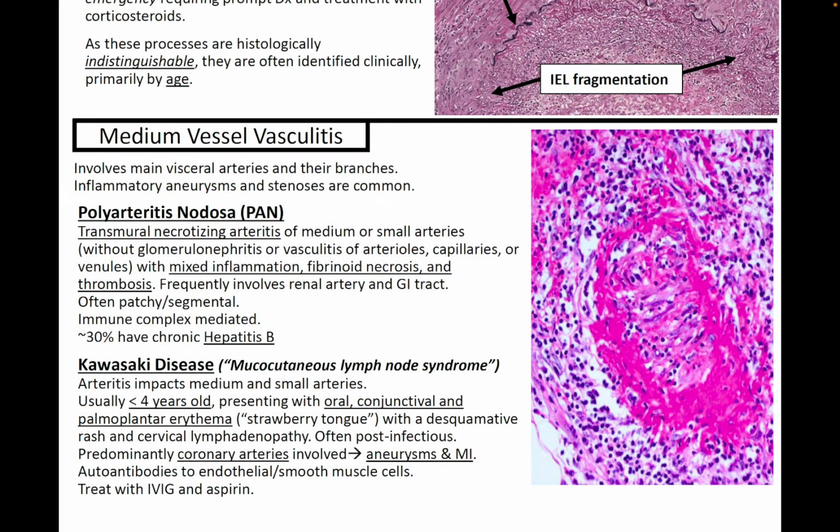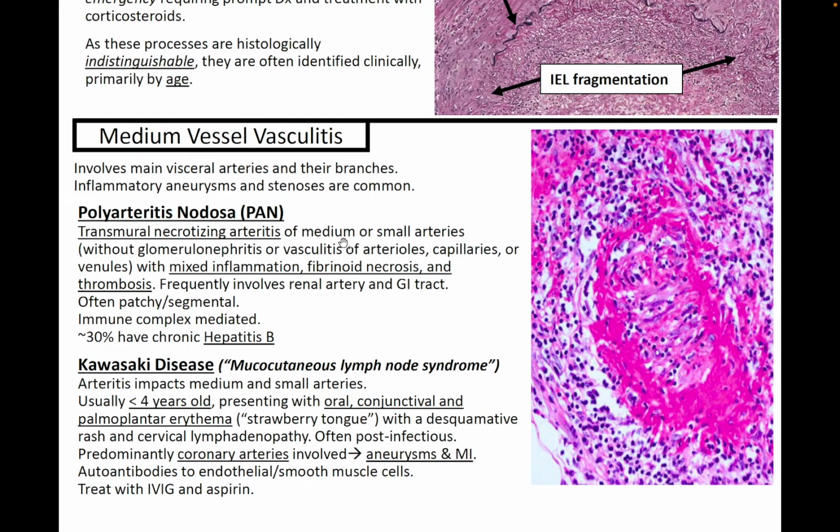So a medium vessel vasculitis involves the main visceral arteries and their branches, such as inflammatory aneurysms and stenoses are common. Within this category, we have polyarteritis nodosa, which is a transmural necrotizing arteritis of medium or small arteries without glomerulonephritis or vasculitis of arterioles, capillaries, or venules, with mixed inflammation, fibrinoid necrosis, and thrombosis.